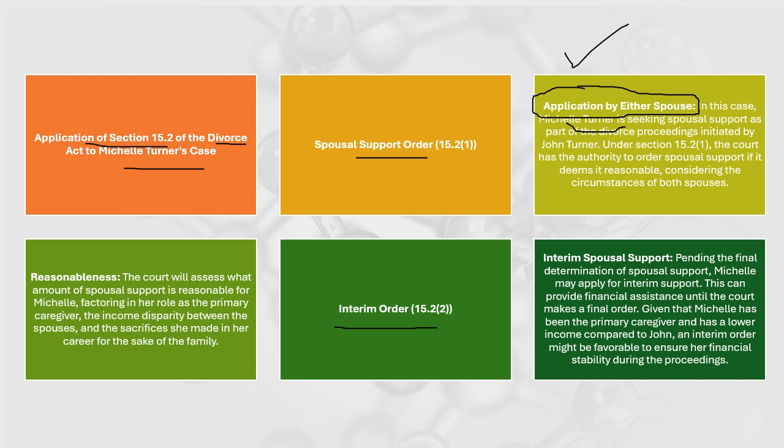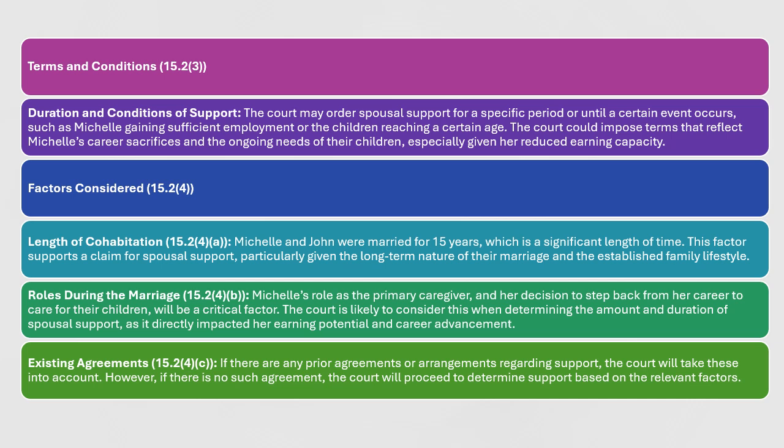So reasonableness, the court will assess what amount of spousal support is reasonable for Michelle. All the factors like primary caregiver, income disparity, sacrifices she made will be taken into consideration. Then interim spousal support, terms and condition under subsection 3, factors considered under subsection 4. Now, in your analysis, when you will be talking about this subsection, then take the lines, wordings exactly from the fact and put into these subsections and try where you can fit in order to make Michelle's position stronger.